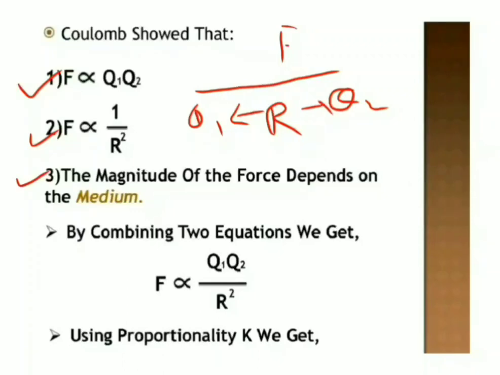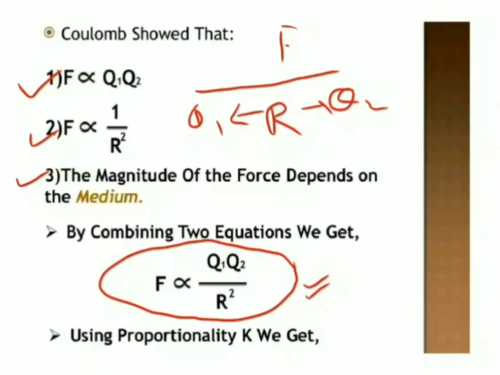Okay, now to find out the mathematical expression of Coulomb's law, we are going to combine these two equations, equation 1 and 2, and by combining these equations we will get our final result, which is F is directly proportional to q1 q2 by r square. Okay, this gives us the main Coulomb's law formula. This is the mathematical expression.